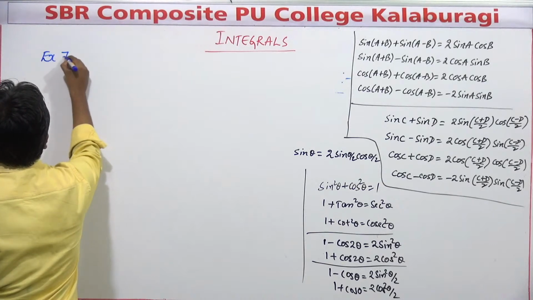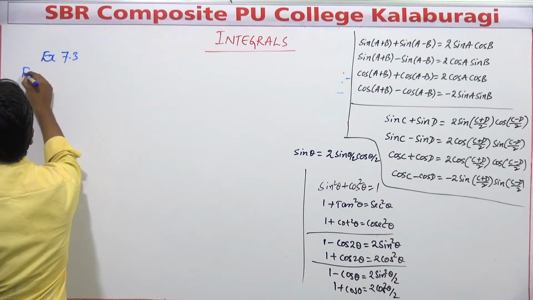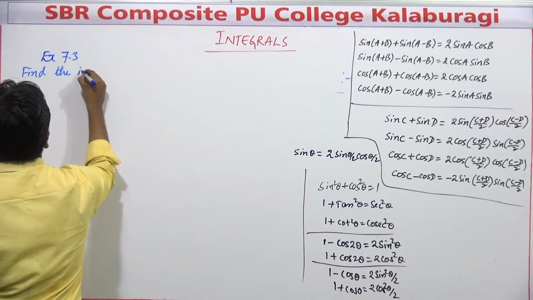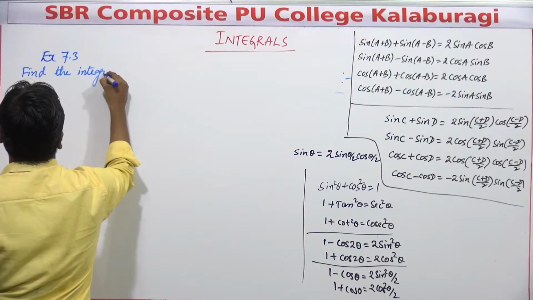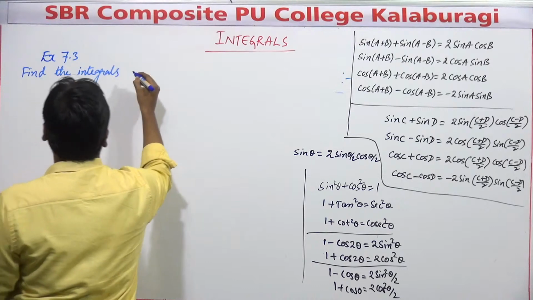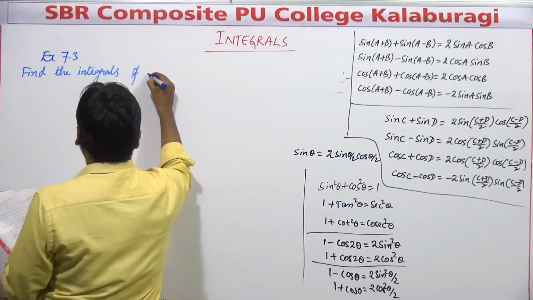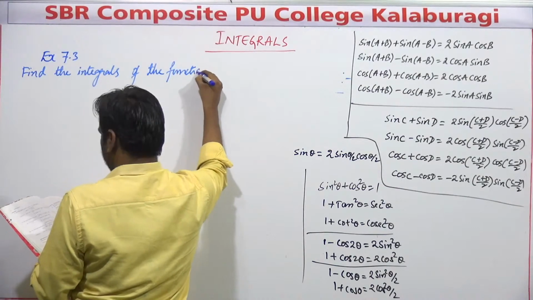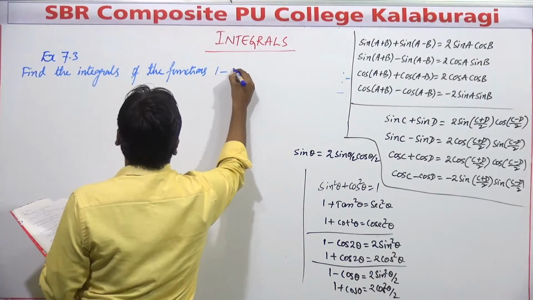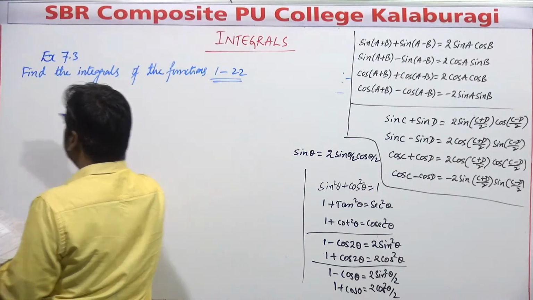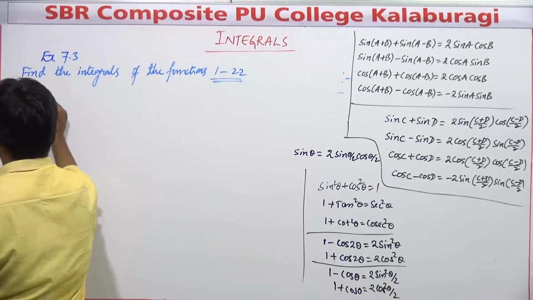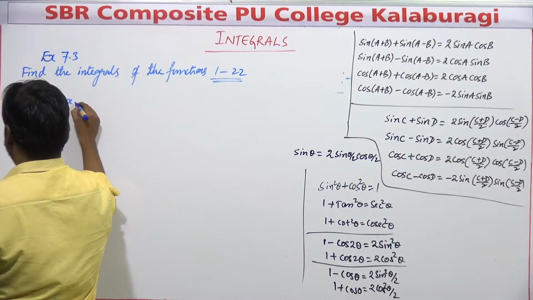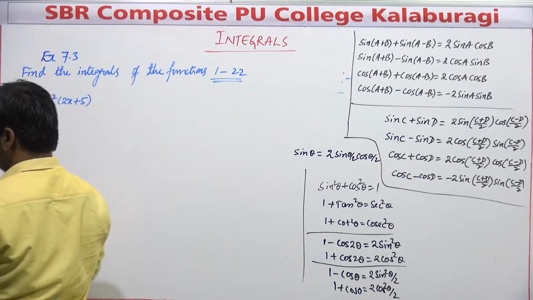Exercise 7.3. Main heading, you write it here. Find the integrals of the functions from 1 to 22. Right? The first one here: sine square of 2x plus 5.